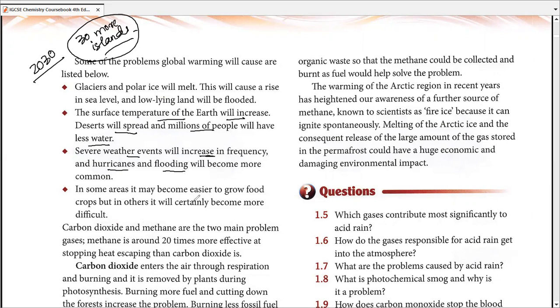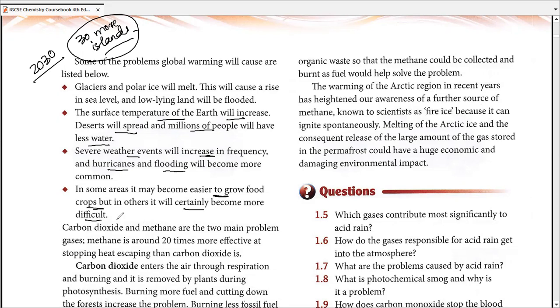ठीक है? Now, in some areas it may become easier to grow food crops, but in other areas it would certainly become more difficult. और जहां पर difficult होगा, उन्हें easier वाले areas से purchase करने पड़ेंगे और वो मजबूर हो जाएंगे. And there comes the monopoly then. जिसके पास होता है वो फिर कहता है मैं तो प्रॉफिट अर्न करूंगा, मैं तो जेबें भरूंगा. ठीक है, एंड देन द होल मोनोपोली थिंग स्टार्ट्स.